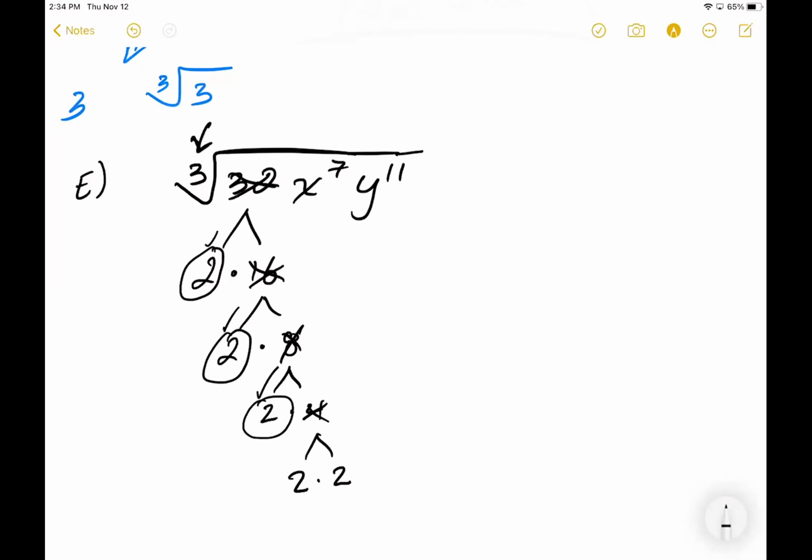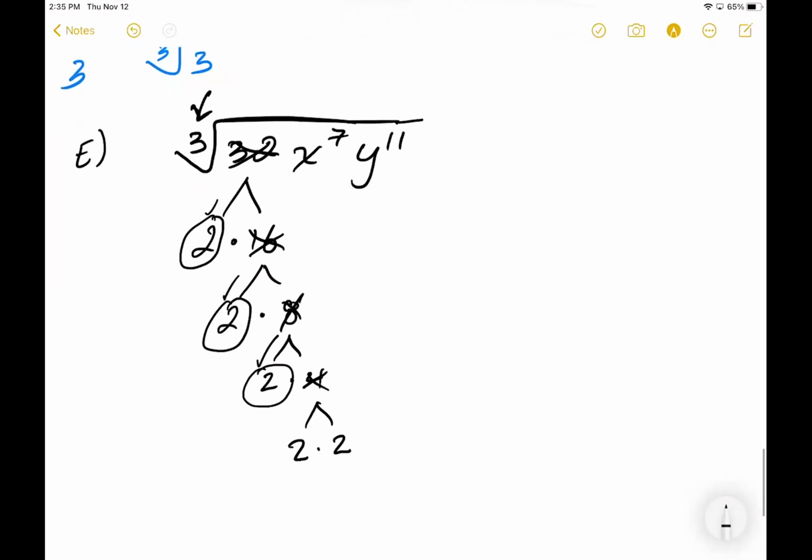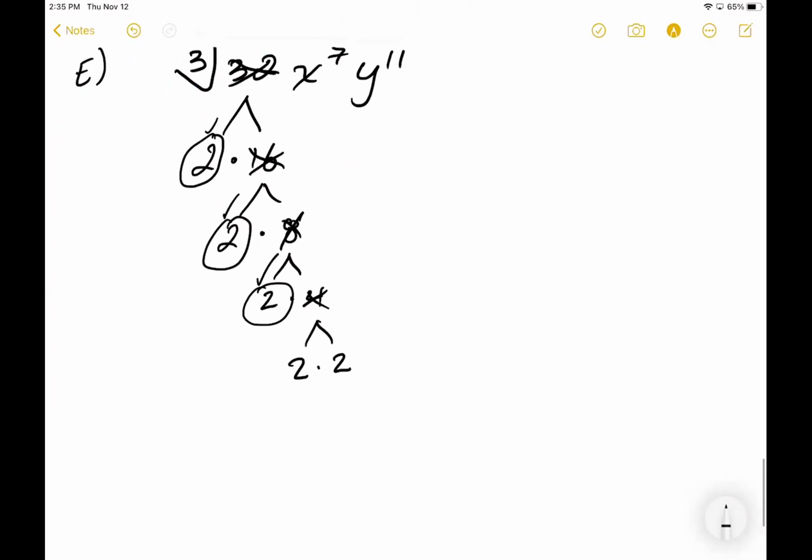I only have 2 of the 2. Again, for the cube root, we're looking for a triple of 2. If it's a 4th root, we're looking for four of the same. Okay. So now, if you remember from last time, we can bring out a 2.